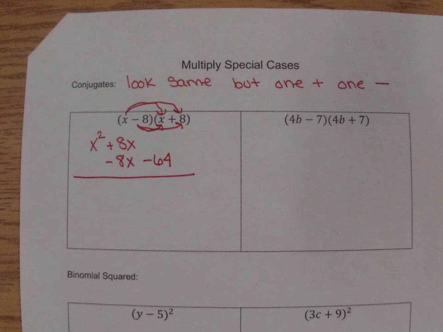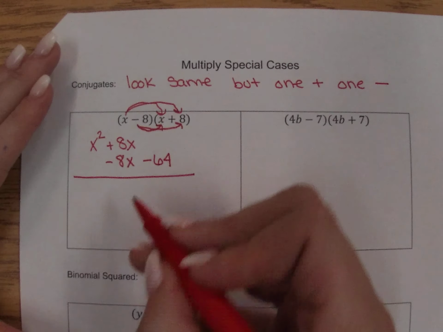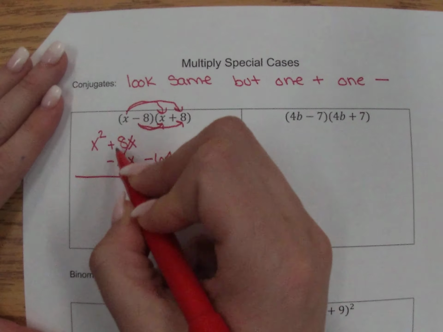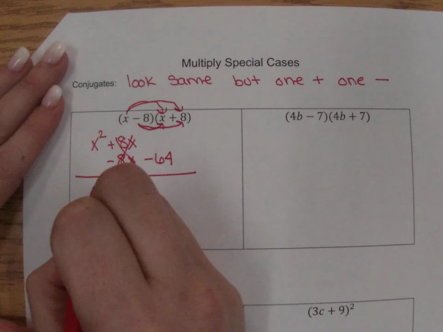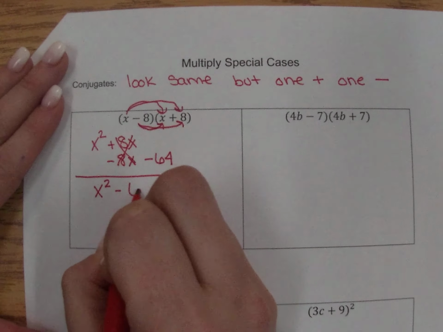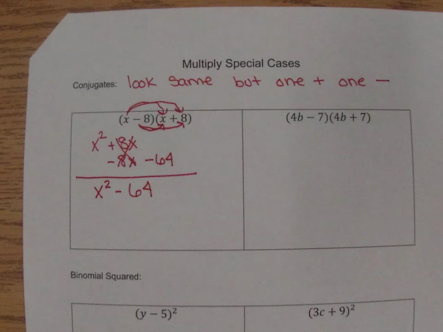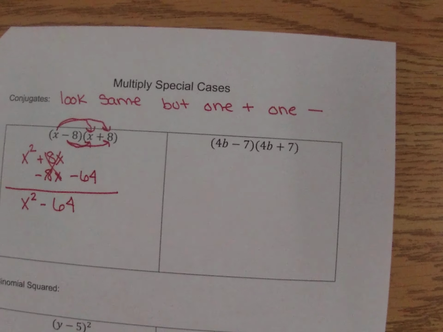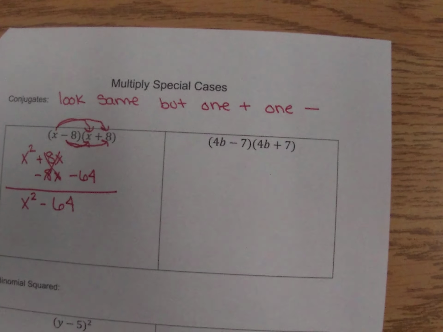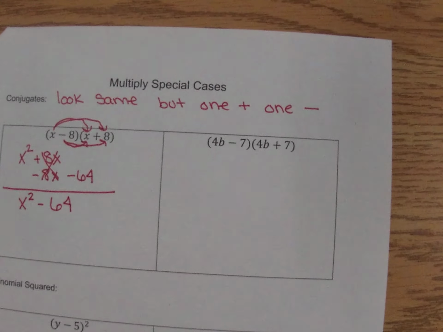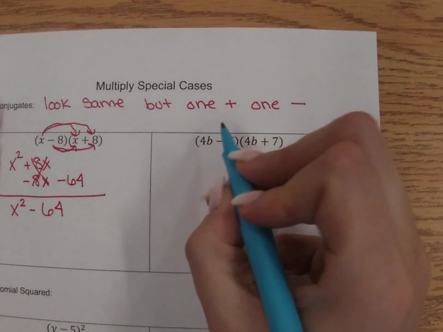Okay, in this situation, when I go to combine like terms, a positive 8x and a negative 8x become 0. And so I don't need to write that down at all. And I'm just left with x squared minus 64. We look at our next one. Again, they're conjugates, so we're going to follow the same process.